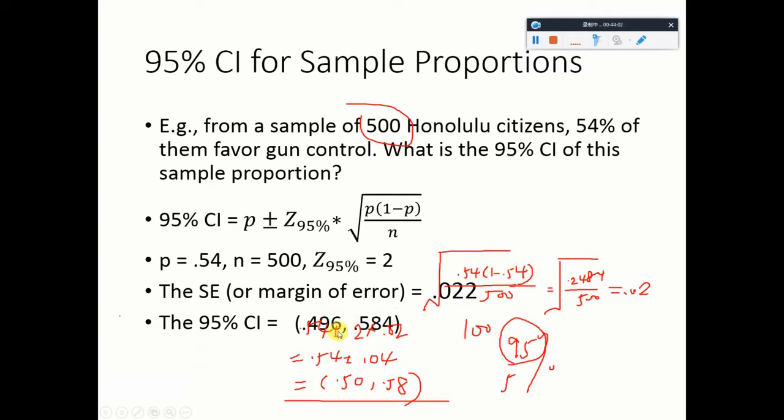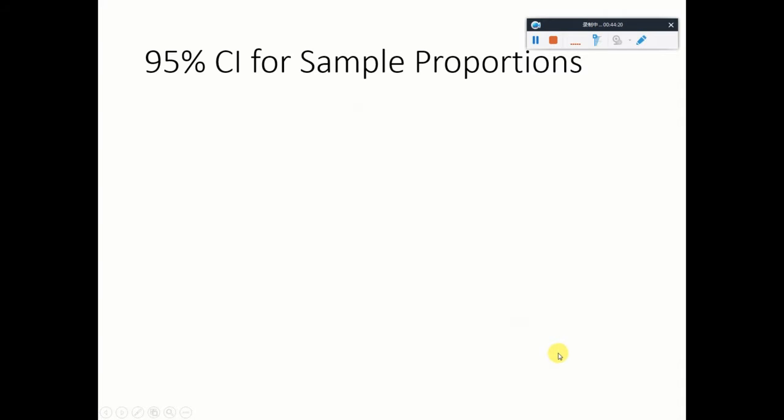Okay, so to be exact, if we use 0.022, the confidence interval will become 0.496 to 0.584. So this is sort of an approximation, but this will be the exact confidence interval.